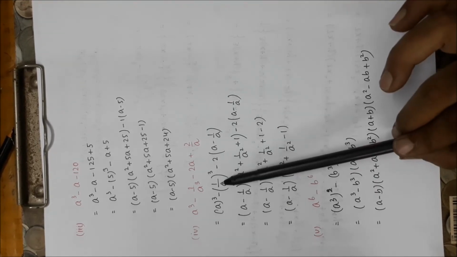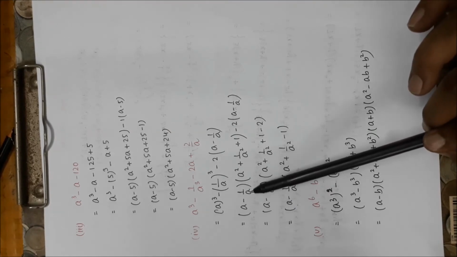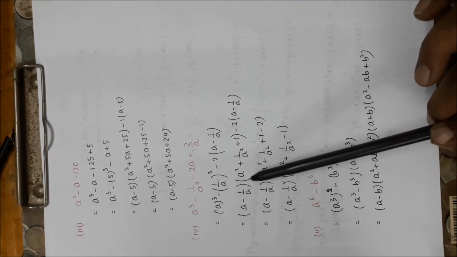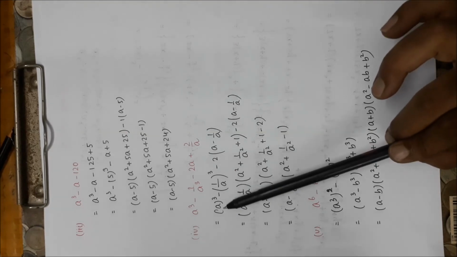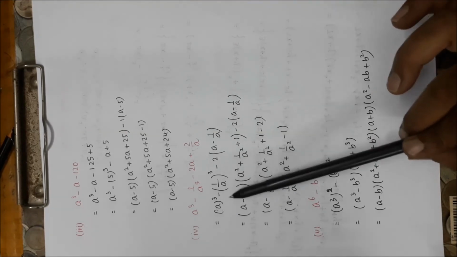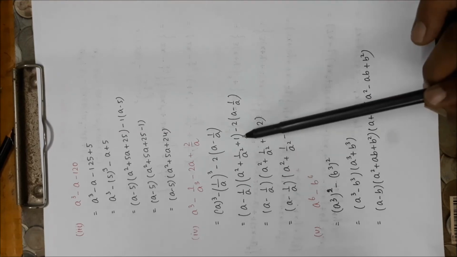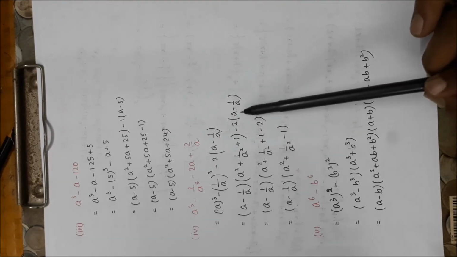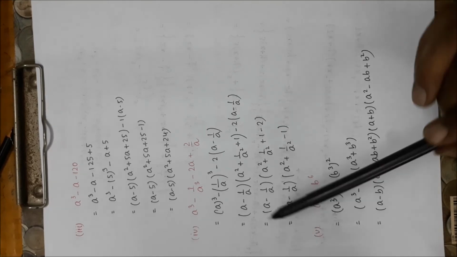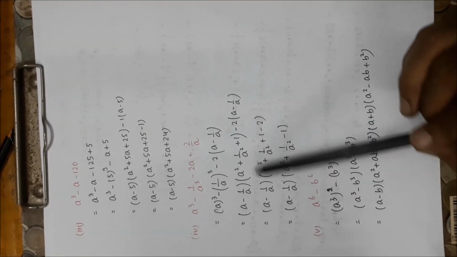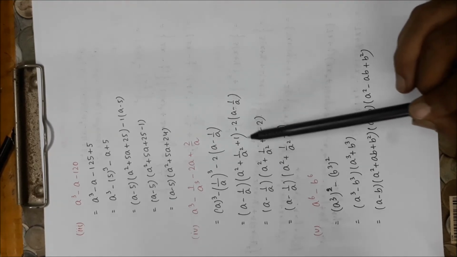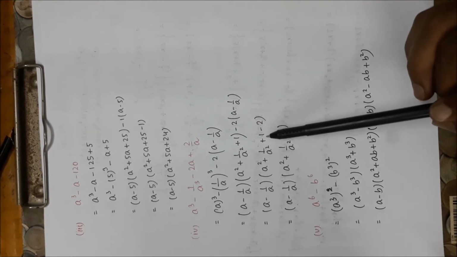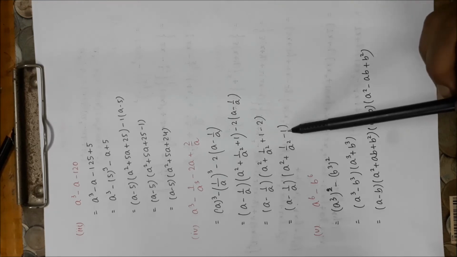If you apply the formula, you'll get a minus 1 by a, difference of these two terms, multiplied by square of these two terms, that is a square plus 1 by a square, plus product of these two terms. So a into 1 by a, so a and a will get cancelled, so you'll get plus 1. Minus 2 into a minus 1 by a. So now from these two terms, we can take a minus 1 by a as common. So you'll get a square plus 1 by a square plus 1 minus 2. So plus 1 minus 2 equals to minus 1.